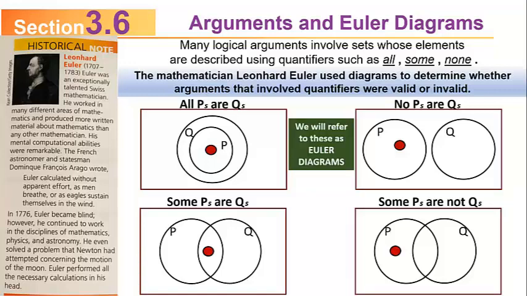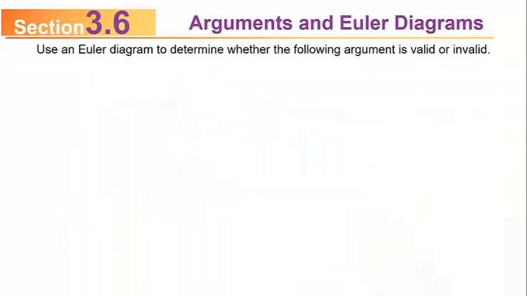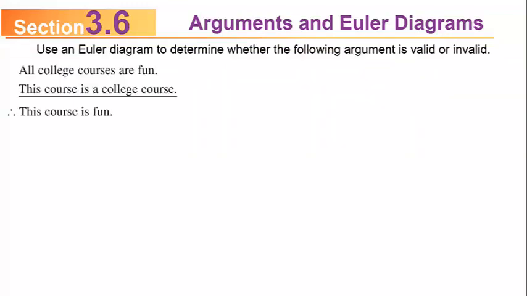We're going to refer to these as Euler diagrams in honor of Leonhard Euler. If you're interested in him, you might want to look him up. He was a very prolific mathematician, and his life was rather interesting. In this section, we'll construct diagrams like these to determine the validity of arguments. For example, use an Euler diagram to determine whether the following argument is valid or invalid.